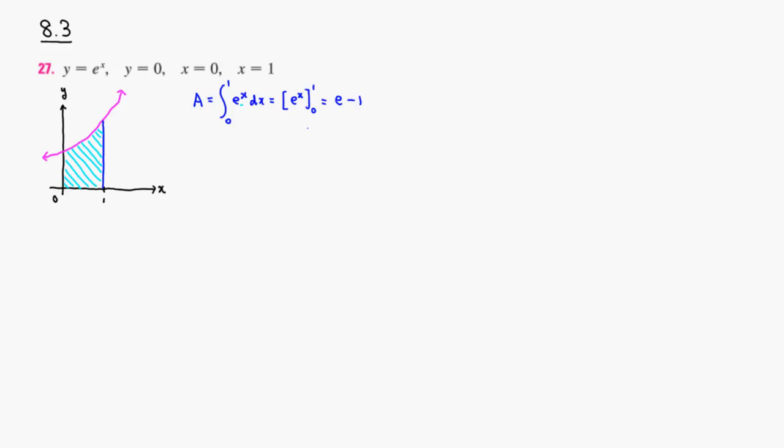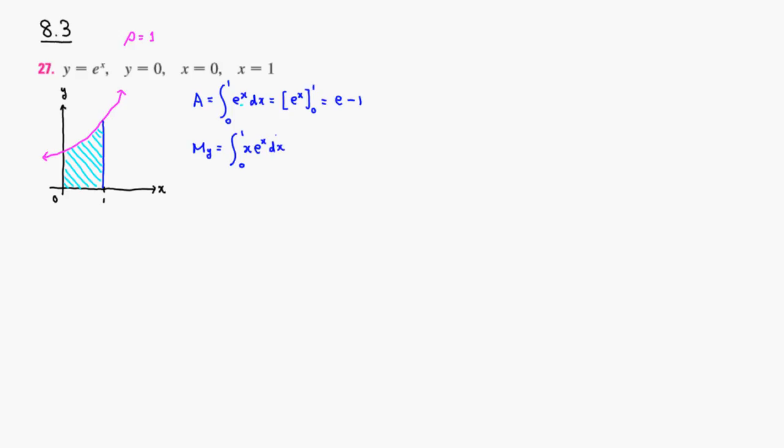Then we need to find the moment with respect to y. I'm going to assume that the density is equal to 1, so that the centroid and the center of mass are exactly the same. So we have an integral from 0 to 1 of x times f of x, which is e to the x dx.